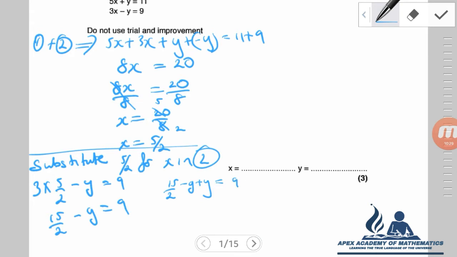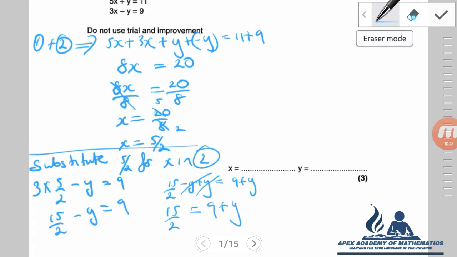That brings me to the first part. These two cancel out, so I'm going to get 15 over 2, and that's equal to 9 plus y. Okay, so that's what I mean by adding y to both sides. Of course, I do have some videos on my channel introducing you to equations, so do also check that out.